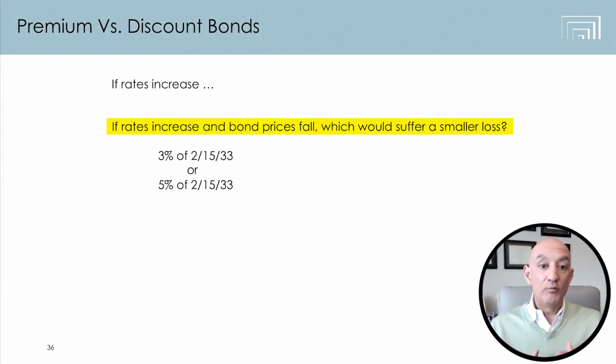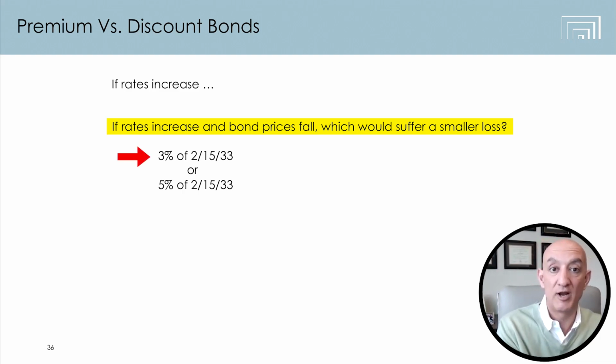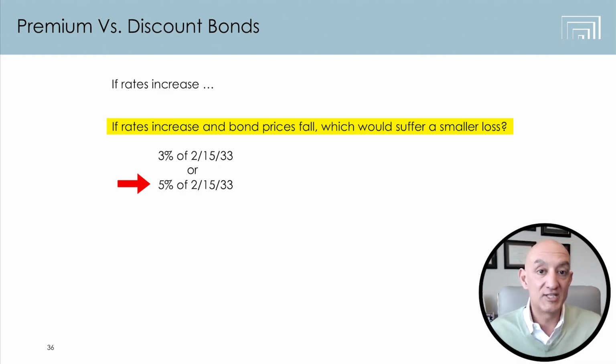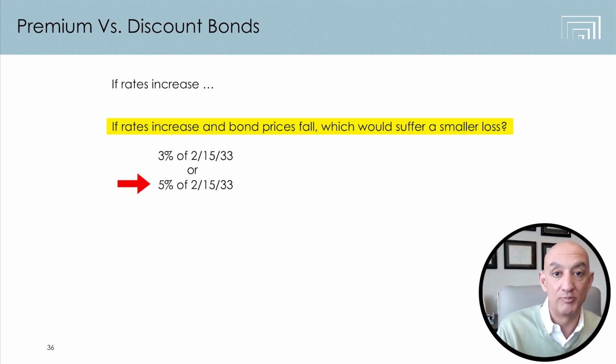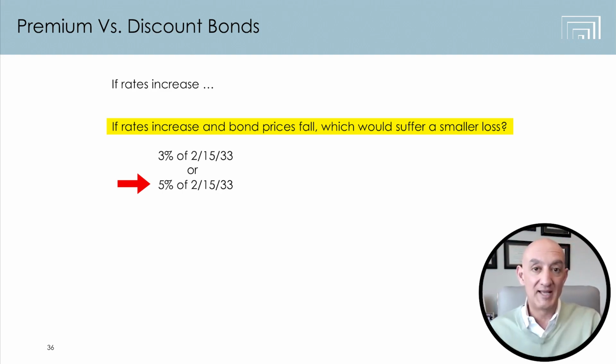What are the advantages and disadvantages of a premium or a discount bond? So if rates increase, if interest rates go up and bond prices go down, which would suffer a smaller loss? That 3% coupon that you bought at a discount or the 5% coupon that you bought at a premium? The answer is that the 5% coupon would suffer a smaller loss, not only a little bit less in price loss, but also because you're making a 5% coupon each year instead of the 3% coupon to dampen your loss.